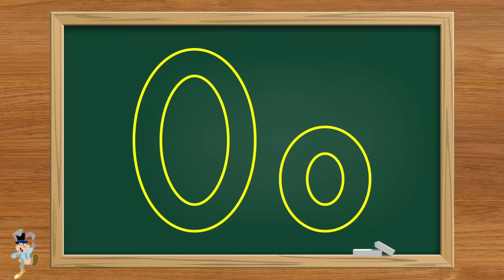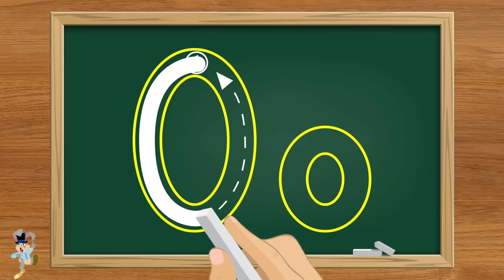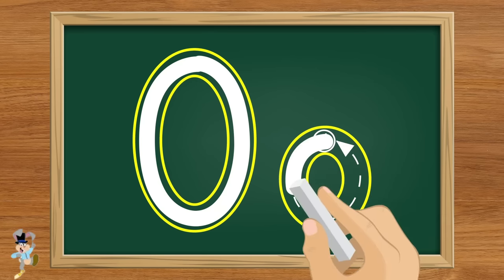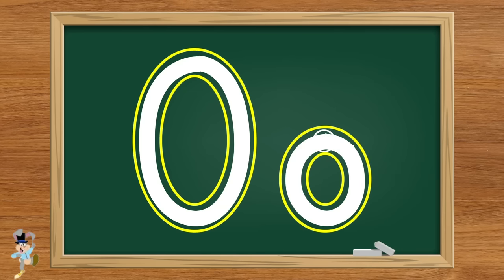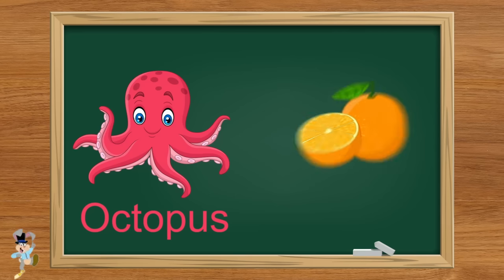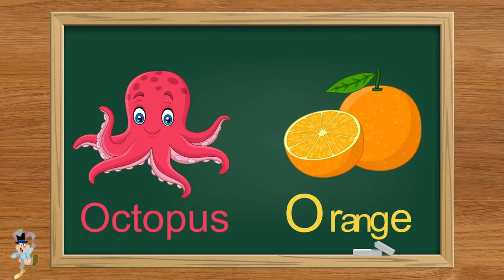Let's learn how to write the letter O. O is for octopus. Orange.